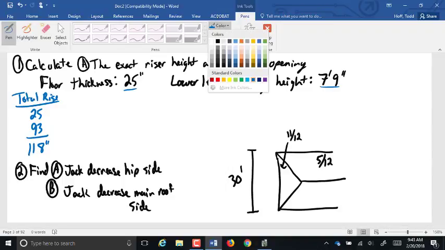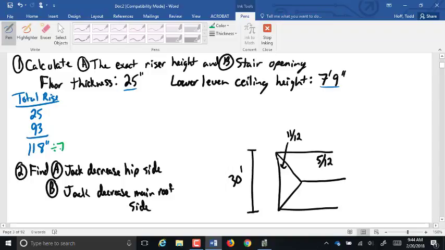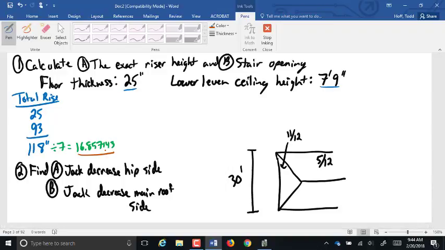Then what do we do? Divide that by 7, which is going to give us 16.857143 approximately. So what does that mean? Now, here's a case where we're going to have to round. This is one of those always spots, gentlemen. This is always round down, no matter how close it is to the next one up, because we don't want to go smaller than 7 inches if we can avoid it. We can go bigger, but we'd rather not go smaller. So we're going to round this down to 16 rises.